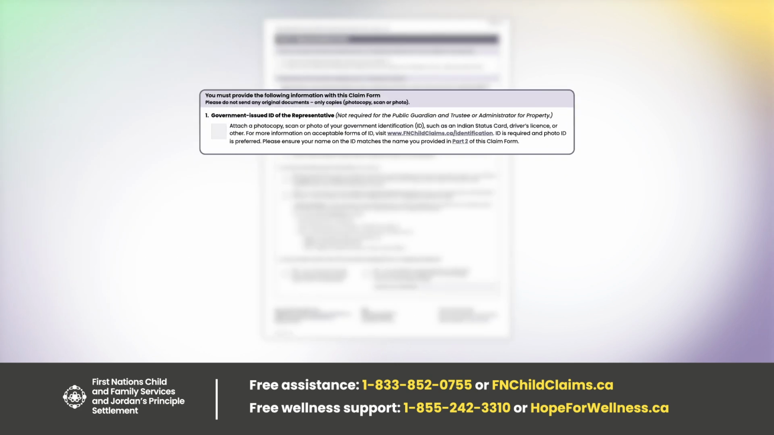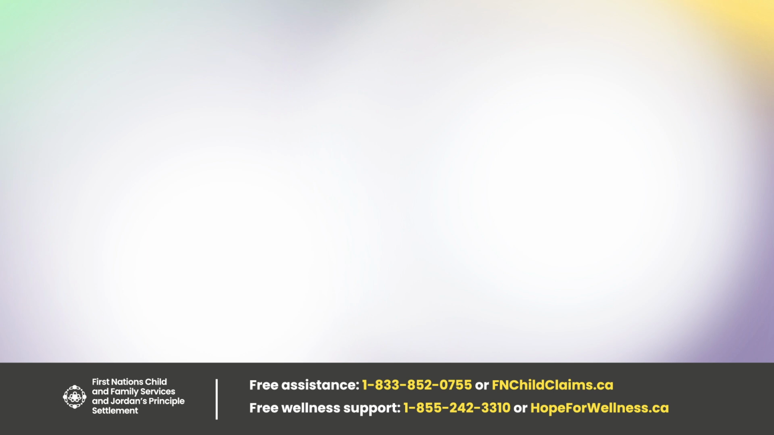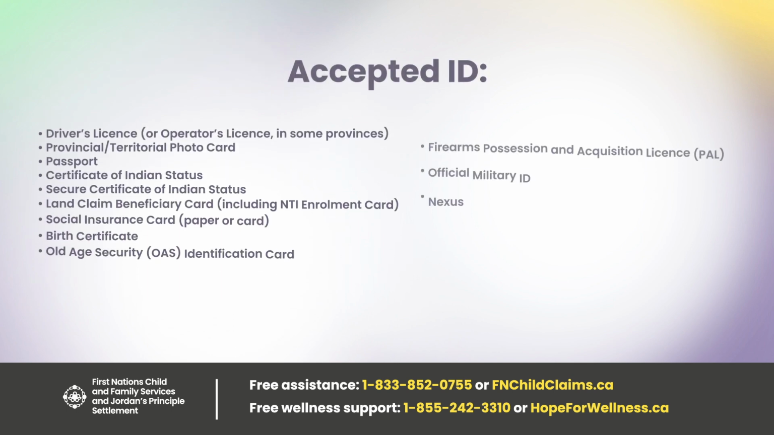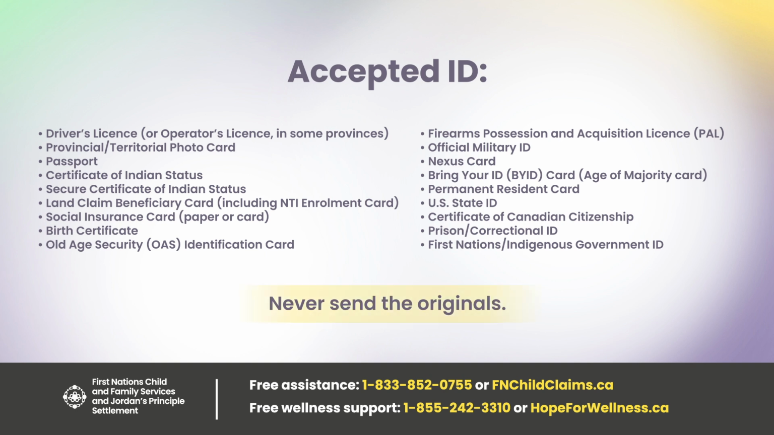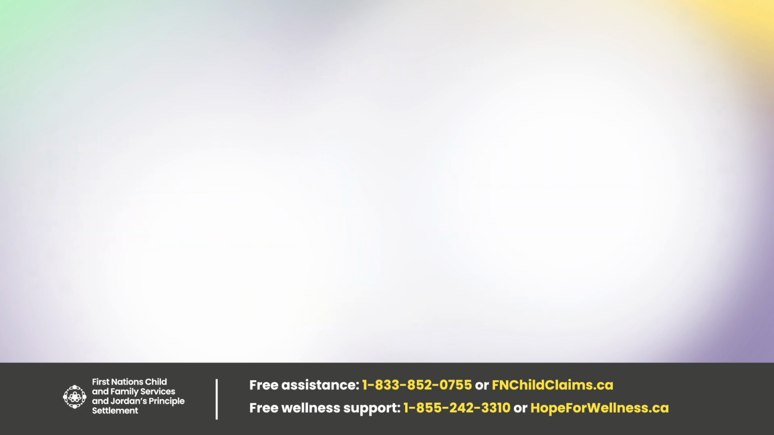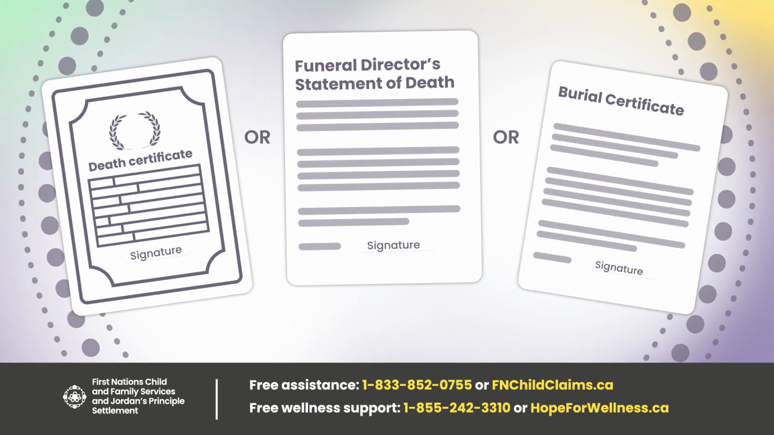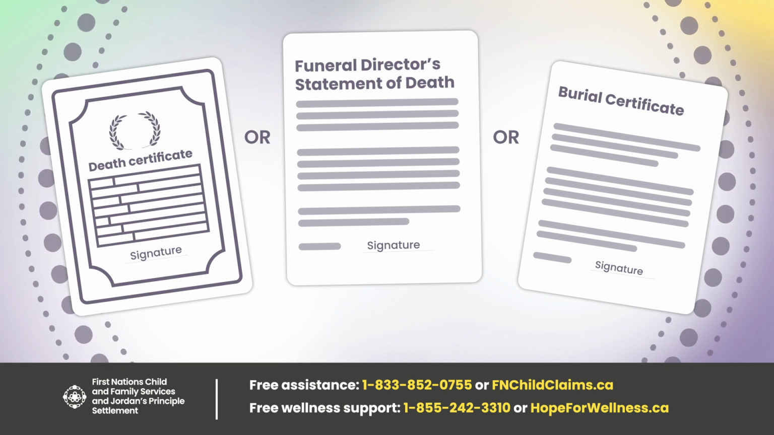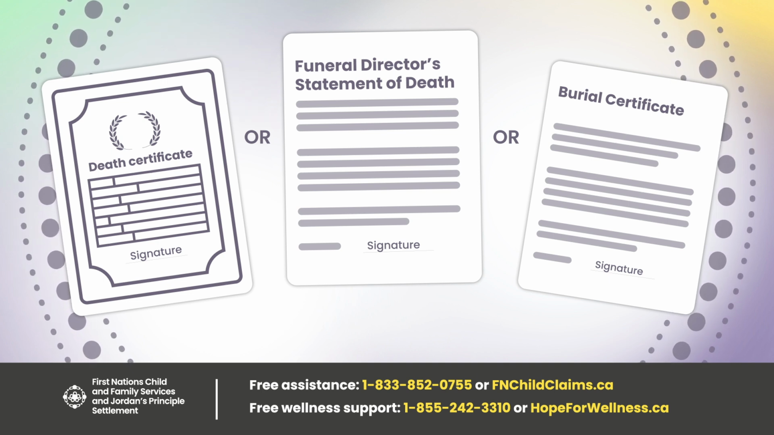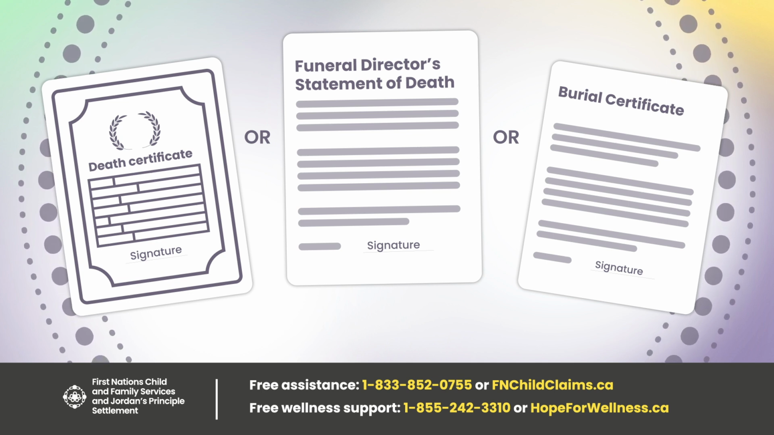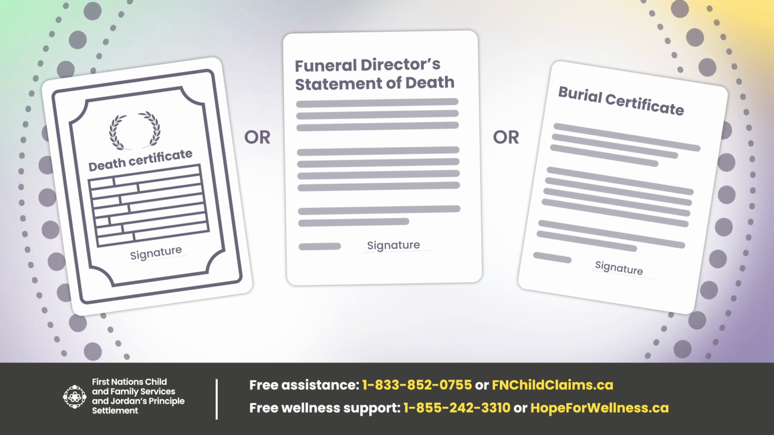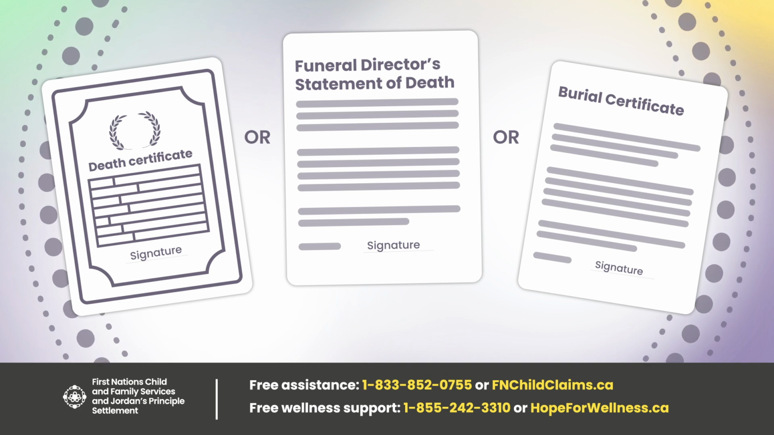No matter what your role as a representative, you will need to provide a copy of your valid ID with the claim form. This would be a scan, photocopy, or photo of your government-issued ID that matches the name you provided in Part 2 of the form. Next, you will need to provide evidence of the deceased caregiving parent or caregiving grandparent's date of death. This could be a scan, photocopy, or photo of a death certificate, a funeral director's statement of death, or a burial certificate.